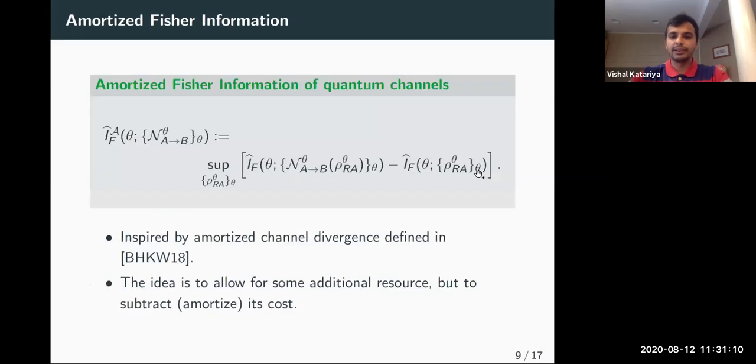If I go back to the definition of amortized Fisher information, we're focusing on the situation on the right in that figure, where we're including a catalyst, which is this rho_theta. However, we're not letting ourselves use that catalyst for free. We're taking that into account and subtracting off its cost. So the question is, can a catalyst improve the performance of the channel itself?